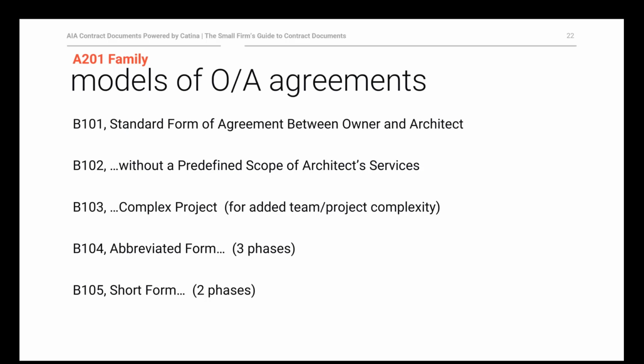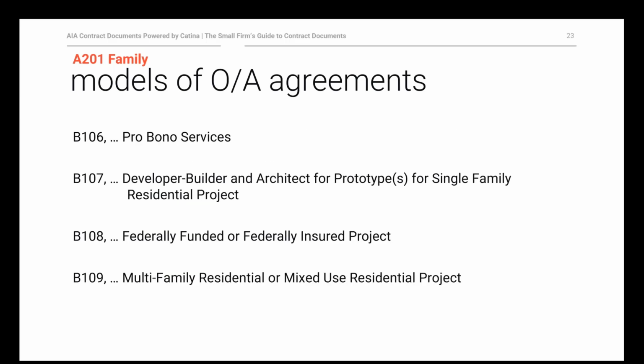The B101, 102, 103 generally rely on the A201 to provide general conditions that apply to the architect's services, if any, during the construction phase. The B104 and 105 rely on terms that are in the coordinated A104 and 105. They incorporate the terms of the A104 and 105 by reference for any matters dealing with the construction phase of the project.